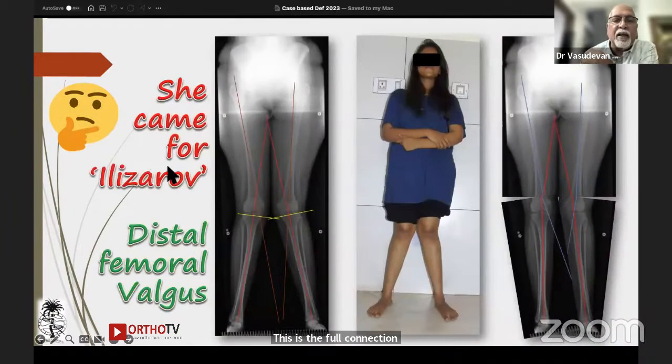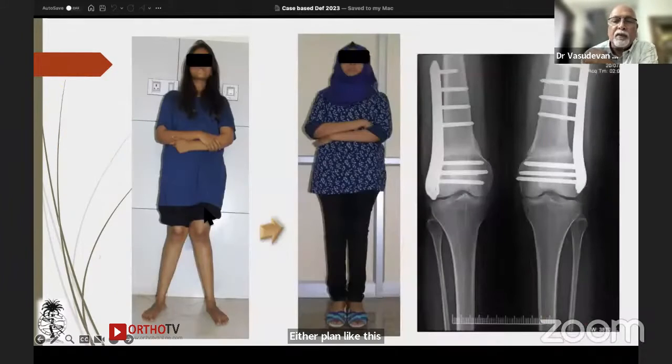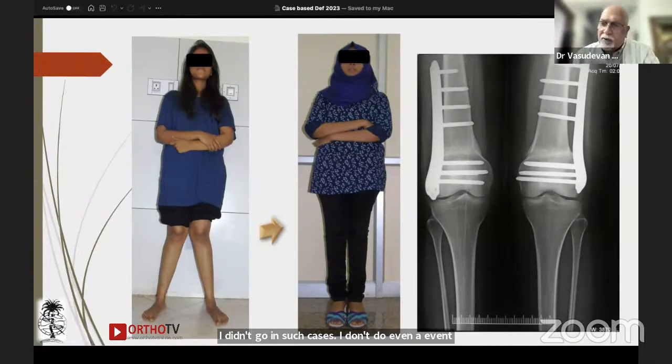Whereas this girl came to me for Ilizarov correction. She had distal femur valgus. So I don't have to do a distal femur valgus by Ilizarov. I just plan like this, distal femur osteotomy and plating. So this was how before and after. In such cases, I don't do even a wedge removal, just osteotomy and fixation automatically comes.